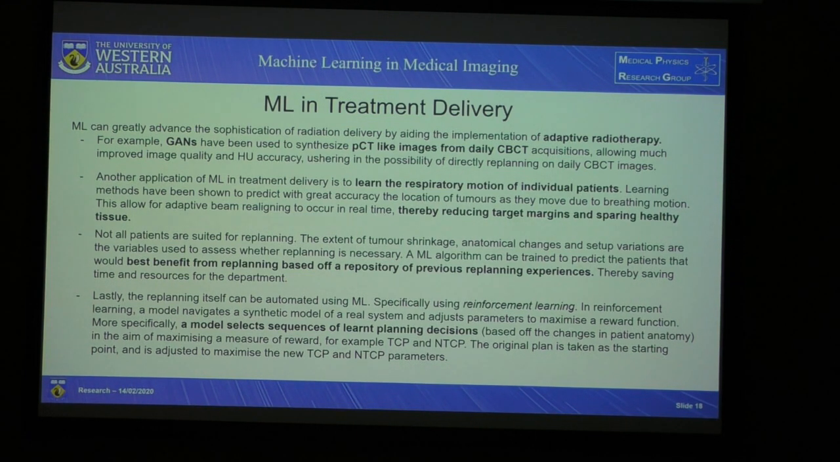So in reinforcement learning, a model navigates a synthetic model of a real system and adjusts the parameters to maximize a reward function. So in terms of radiation oncology, a model would select a sequence of learned planning decisions based off the changes in a patient anatomy. And the aim would be to maximize a given reward function. So in this case, it would be the TCP and NTCP. And then the original plan is taken as a starting point and it is adjusted to maximize the new TCP and NTCP parameters.